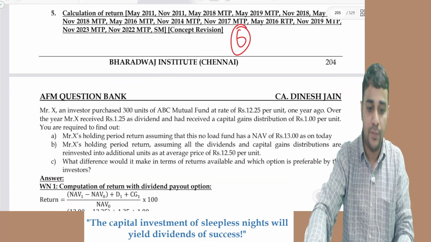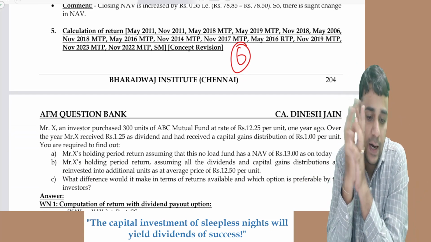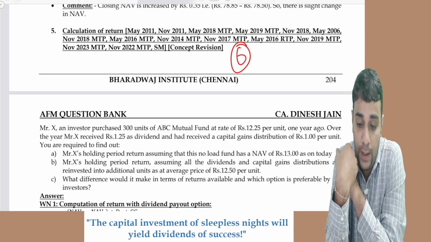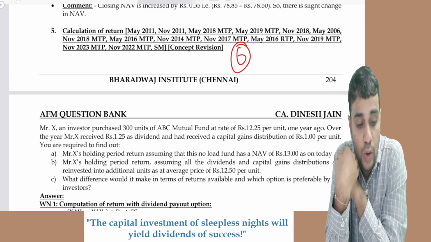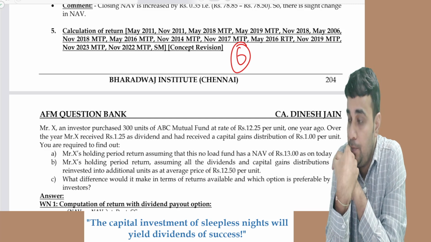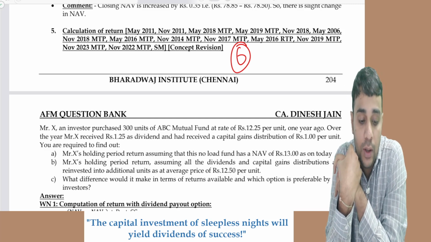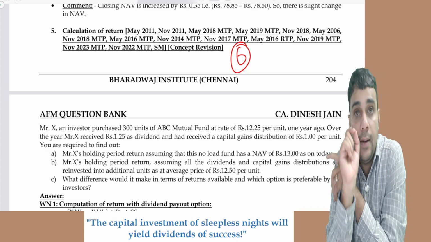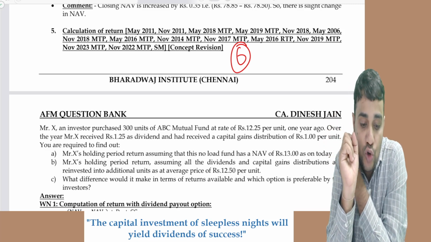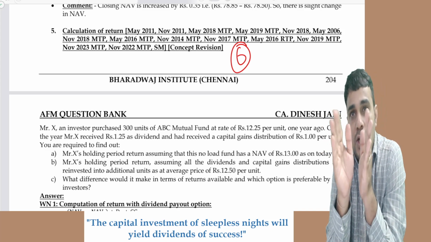Question 5, a frequently tested exam question. Mr. X, an investor, purchased 300 units of ABC mutual fund at the rate of 12.25 one year ago. Over the year, Mr. X received 1.25 as dividend and 1 rupee as capital gain distribution. You are required to find out Mr. X's holding period return, assuming that this is a no load fund. What load is, I'll explain later.